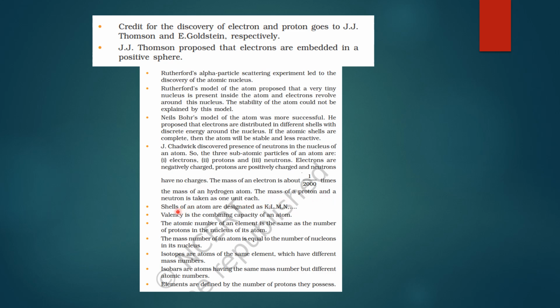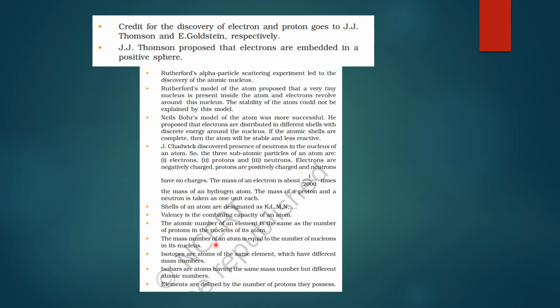Okay, shells of atom हम कैसे designate करते हैं? Capital K L M N, like this. Valency is basically the combining capacity of an atom. Okay, atomic number of an element is the same as the number of protons in the nucleus of its atom.